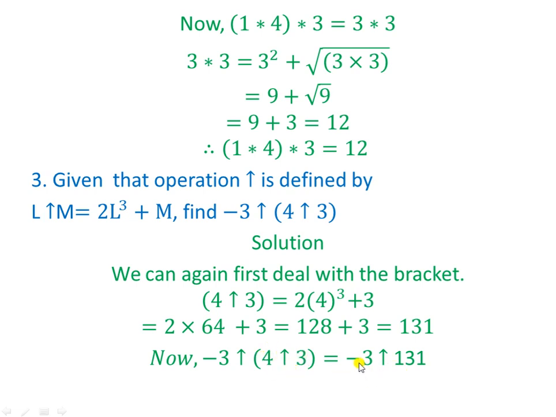Then from there again you do the comparison. You go back to the original expression, which is this again. So by comparison, L now is equal to -3. M is equal to 131. So it means when we substitute, where there is L, we shall put -3, and where there is M, we shall put 131. That will be our next step.